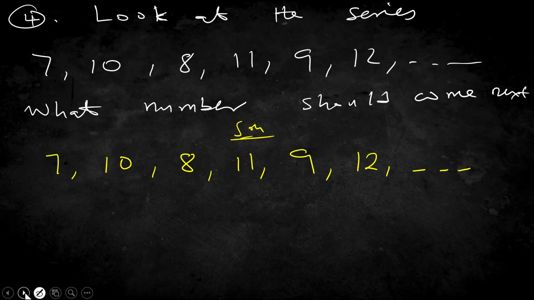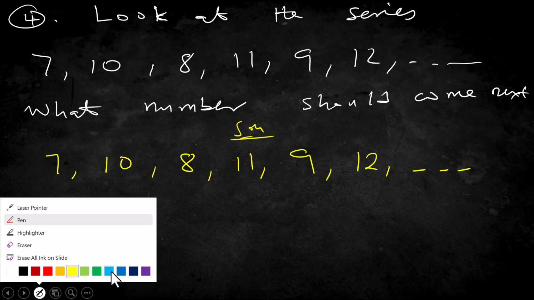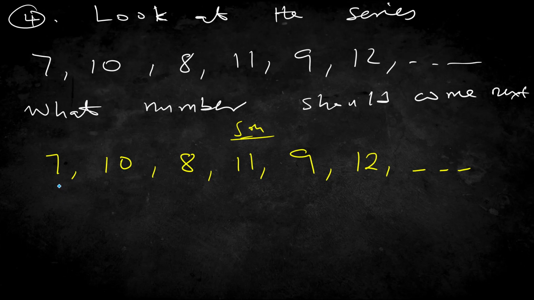Now to start, let's look at the difference between the first two. So 7 to 10, we have plus 3. So it means 7 plus 3 is 10. Now let's go to the next one. Now 10 to 8, it means it's down by 2. So we have minus 2. Now let's go to the next one. So 8 to 11 is plus 3.